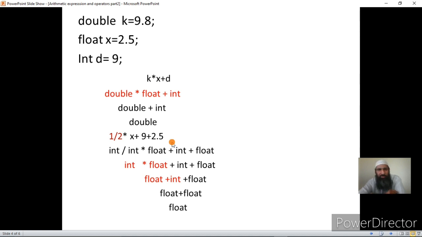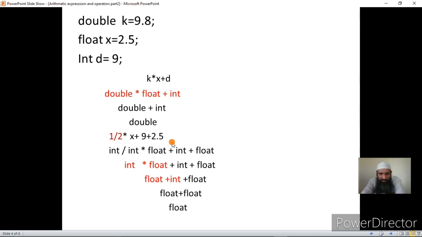And if the precedence of two operators is the same, then the operation will be performed either from left to right or right to left, depending on the associativity of the operators. And once we know the first operation being performed, then onwards we will use type conversion. Who will use it? The compiler will use the type conversion. And these decisions are actually made by the compiler.